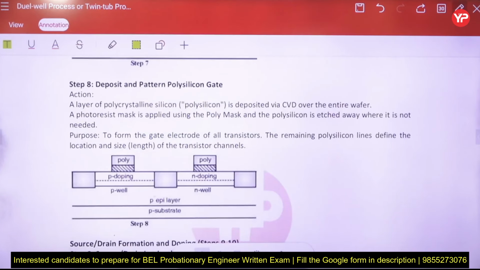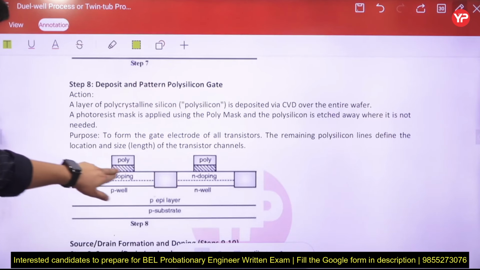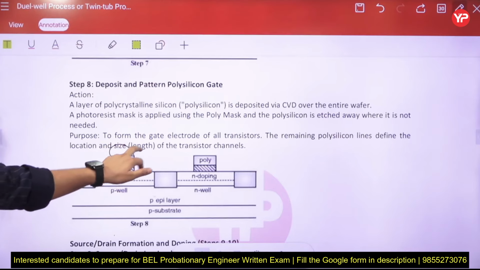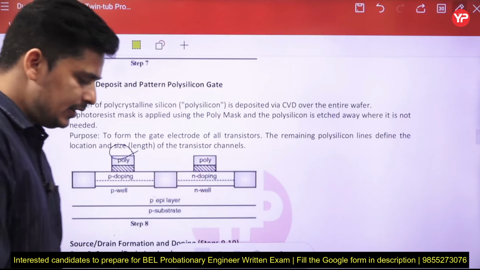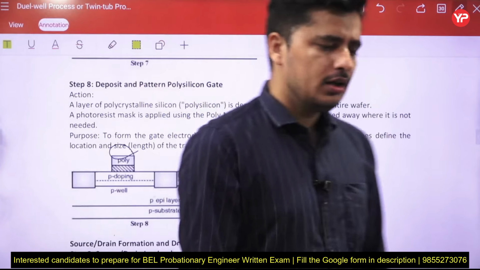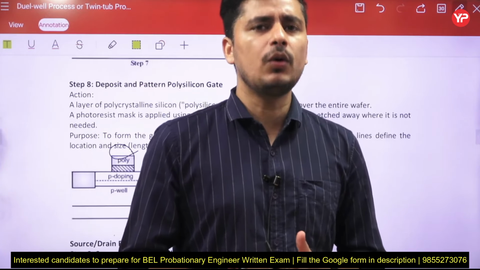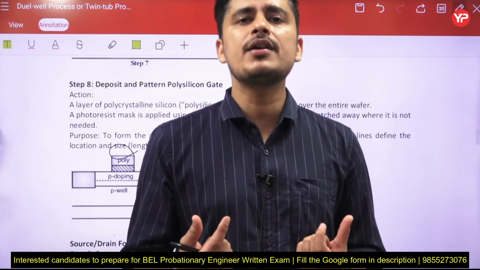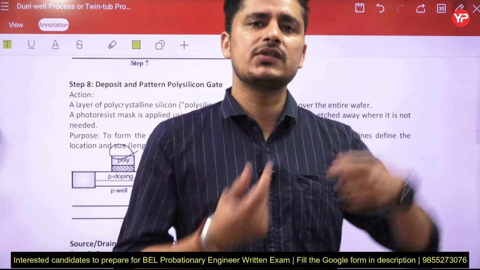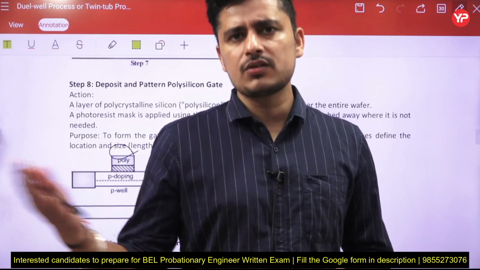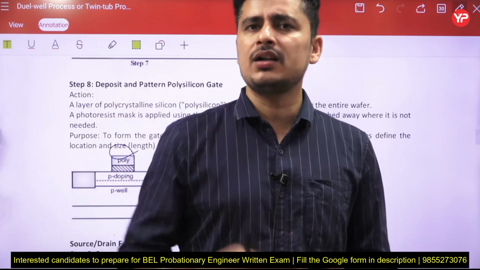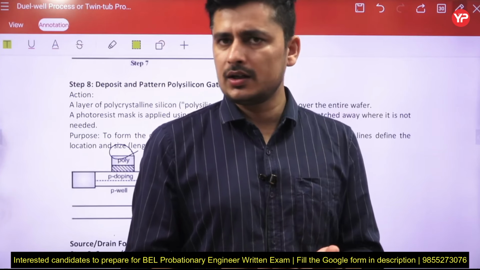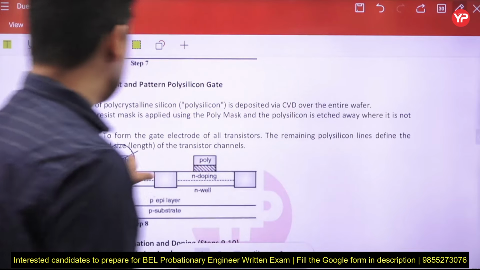Deposit and pattern polysilicon. After the SiO2 layer formation, we form the polysilicon gate. Generally inside the semiconductor we don't use a metal, we use polysilicon. Polysilicon is a highly conductive material, and its conductivity is nearly equal to metal. So why are we not using the metal? Because metal would create a difference between the properties of the semiconductor and the metal. That's why we use the polysilicon gate here.